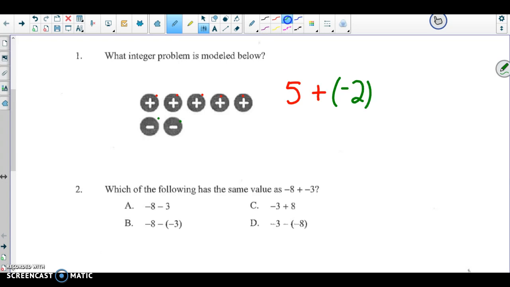So positive 5 plus -2, if those go together, make those zero pairs, we're left with 3. So our answer would be 3. But the whole problem is our answer there, because it says what integer problem is modeled.